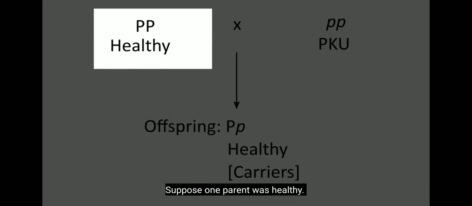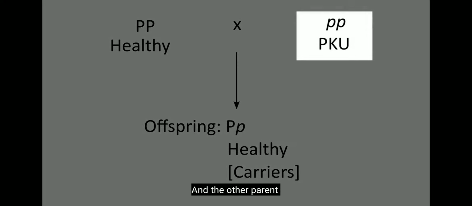Suppose one parent was healthy. This is the dominant phenotype. This is similar to the inheritance of purple flowers. Again, I've chosen to represent the alleles with P for PKU. And the other parent is suffering from PKU. They have 2 alleles for PKU. All their offspring inherit 1 normal allele and 1 allele for PKU. They are all healthy but are carriers.